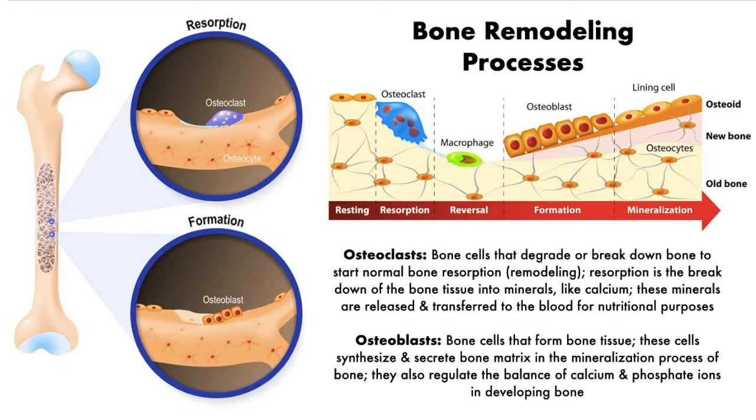There's the osteoclast and osteoblast. Now, one way you can remember this is that osteoblast, B for blast, it builds. So osteoblast will build the bone cell. Now, the osteoclast will perform resorption, which is basically a remodeling or a breakdown of the bone.